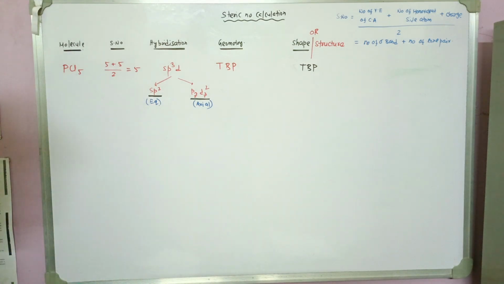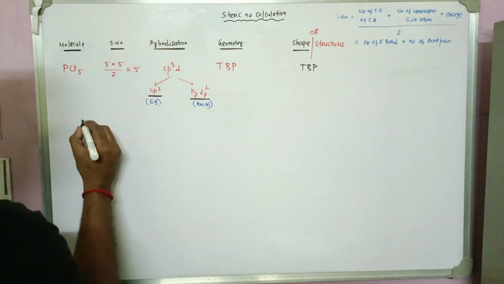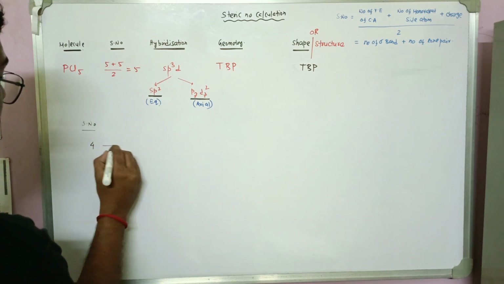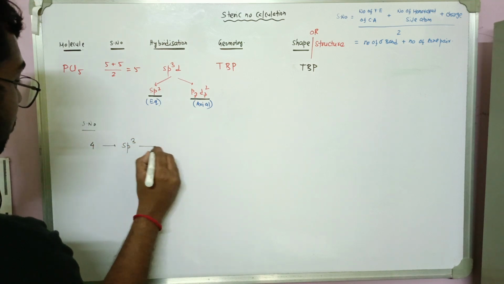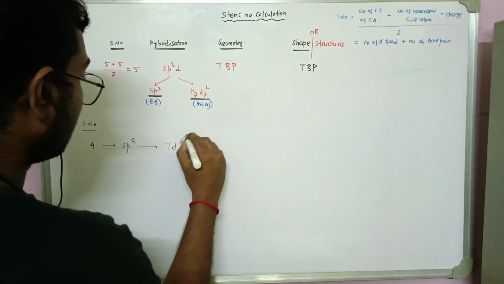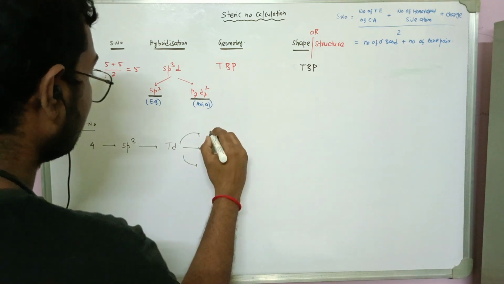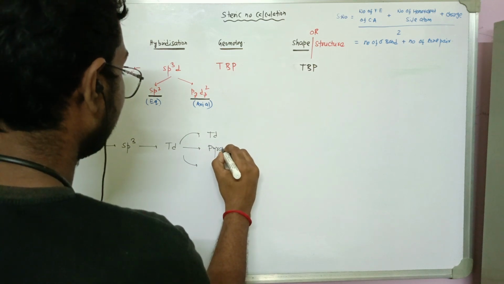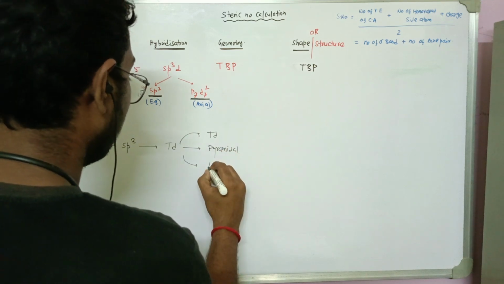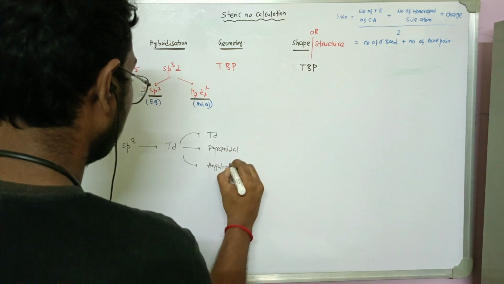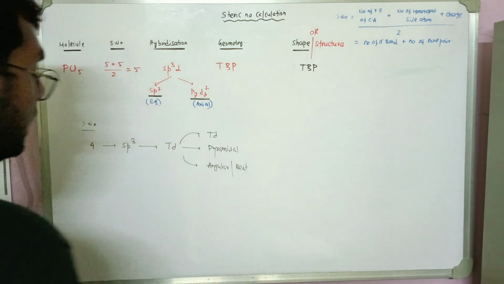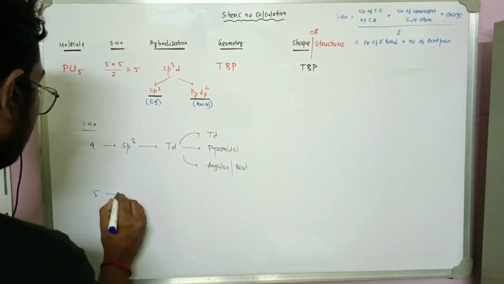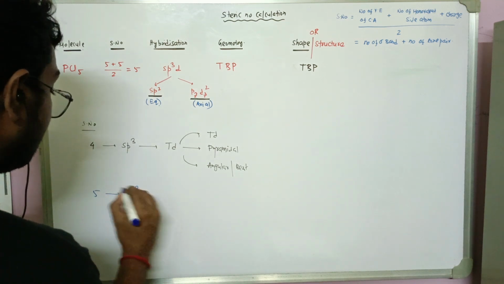So that's all about the sp3d hybridization, and let's recapitulate what we have learned from the previous classes and in this class as well. If the steric number equals 4, then the hybridization will be sp3, the geometry will be tetrahedral, and there are 3 kinds of shapes in tetrahedral geometry. One is tetrahedral itself if there is no lone pair, another is pyramidal if there is one lone pair, like ammonia, and the angular or bent shape if there are 2 lone pairs, like the water molecule.